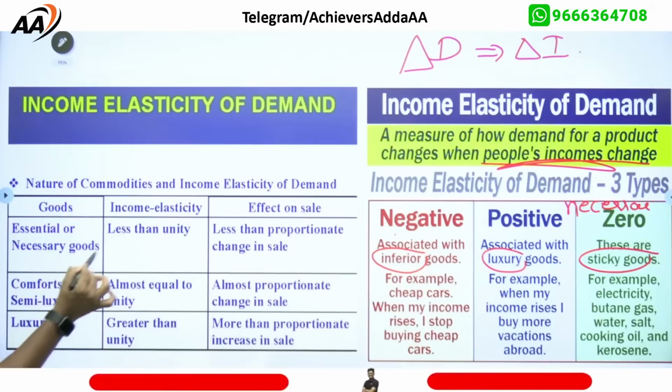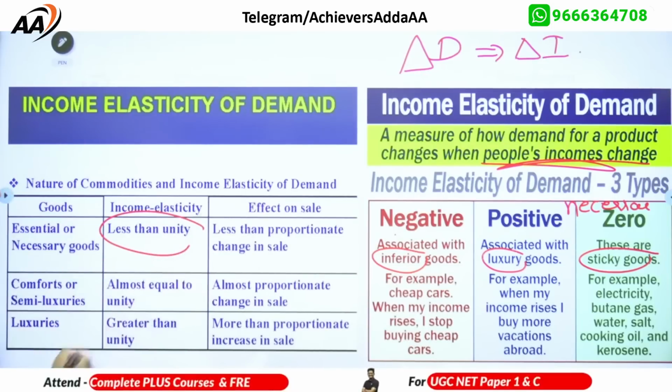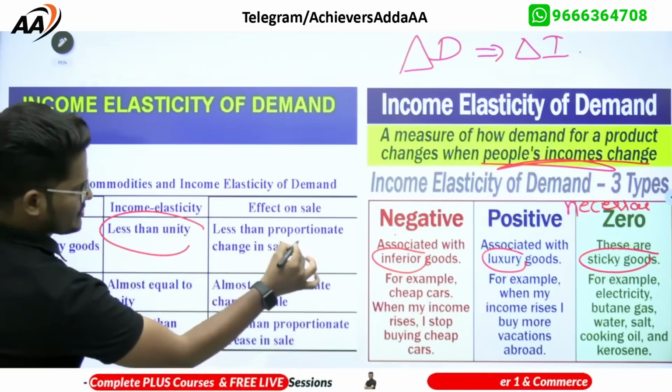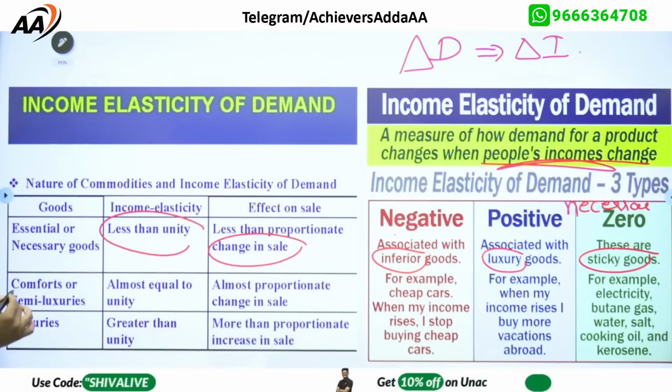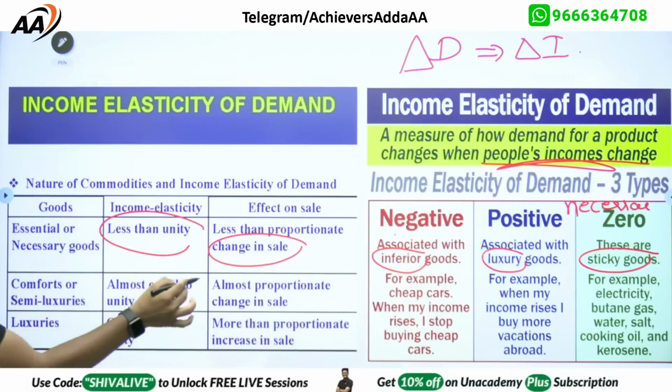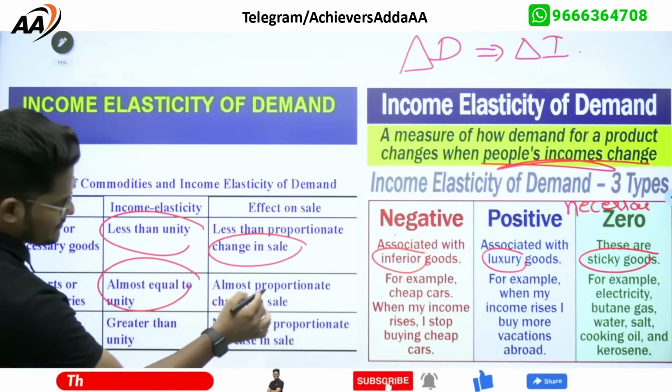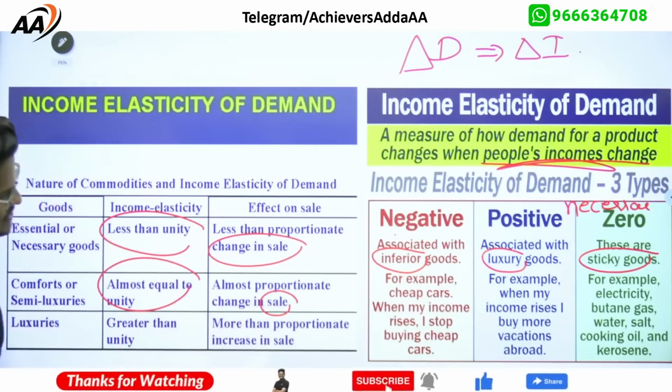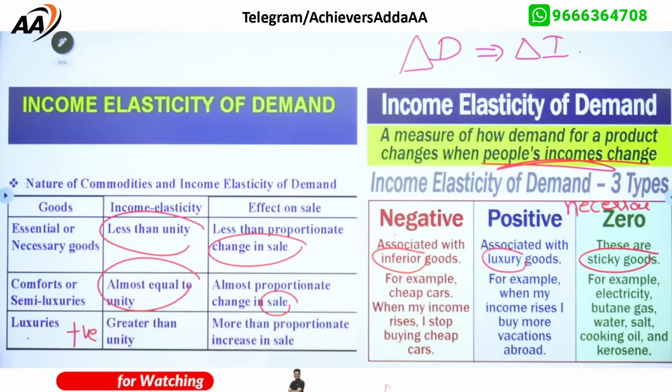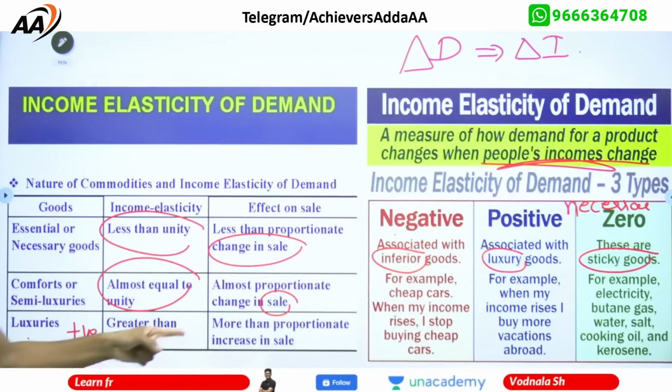So essential or necessary goods have elasticity equal to 0, or less than unity, which is a less than proportionate change in sales. Comforts or semi-luxuries are almost equal to unity, which is an almost proportionate change. And luxuries are positive, associated with superior quality, greater than unity, more than proportionate change in sales.